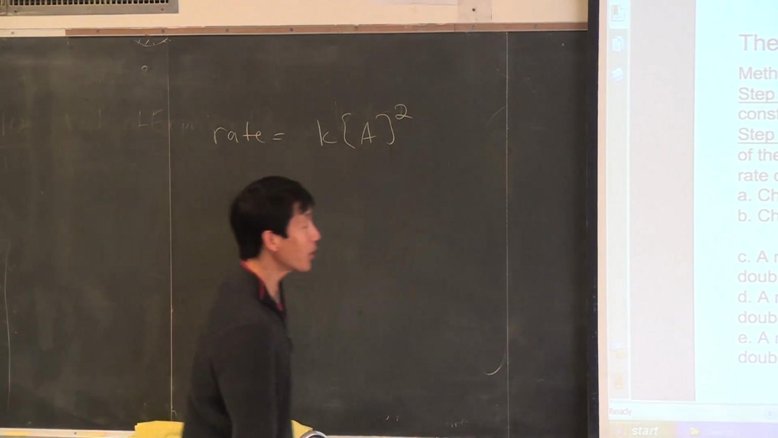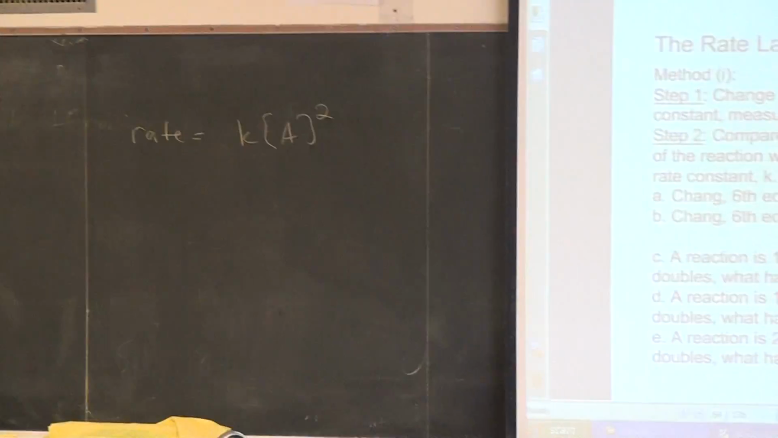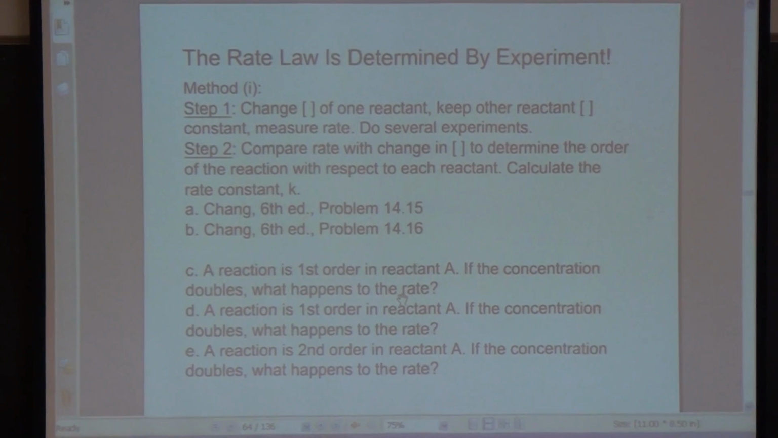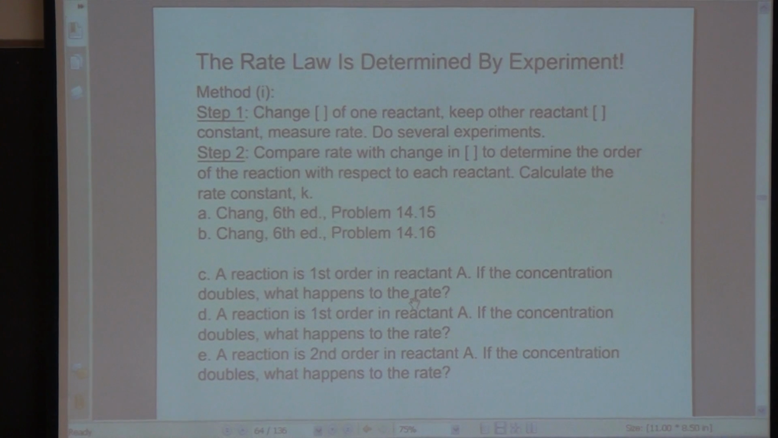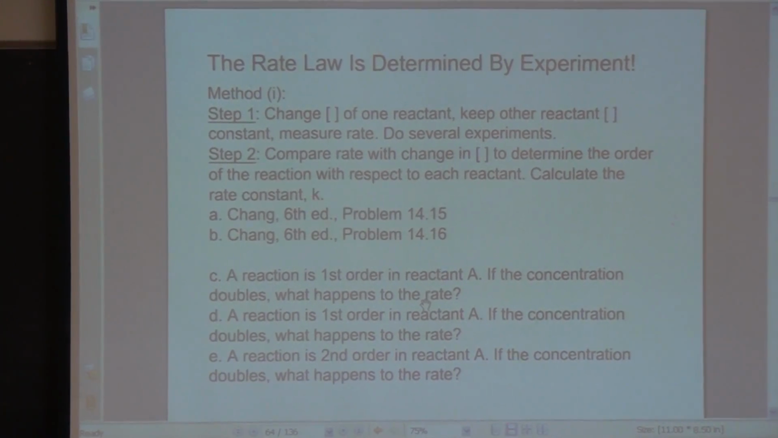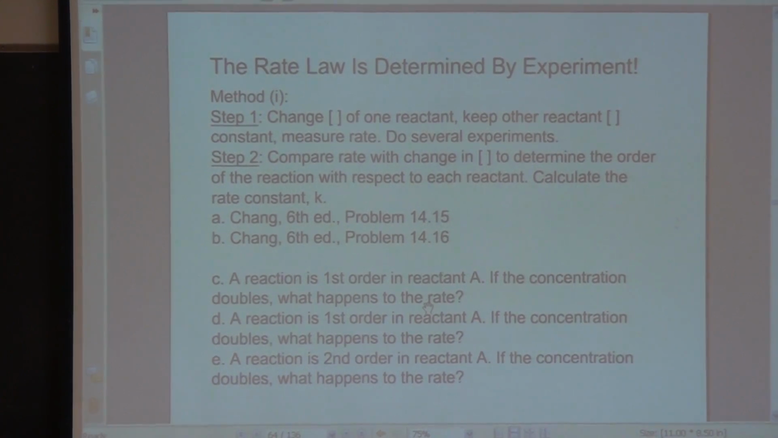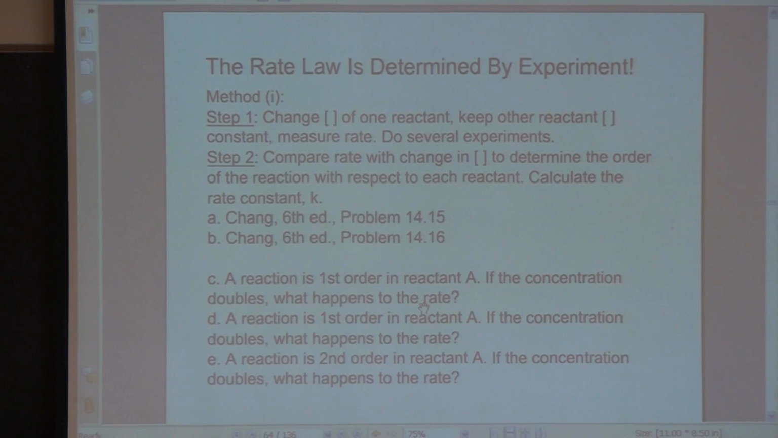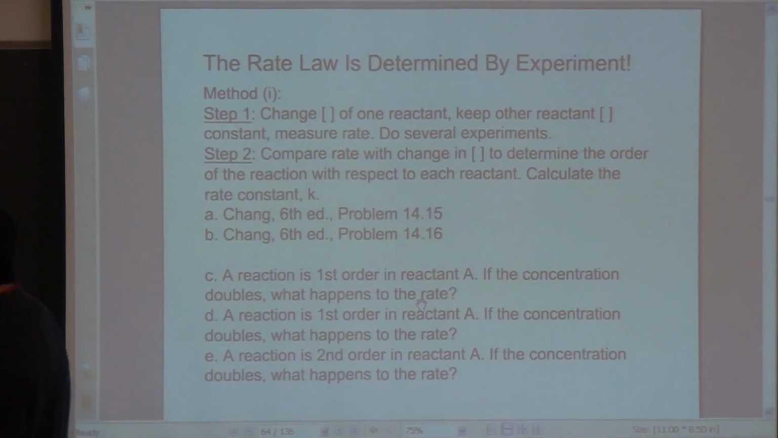Okay, let's do this problem from the textbook. This is problem 14.15 on page 501. It says, consider the reaction A plus B going to products. From these data obtained at a certain temperature, determine the order of the reaction and calculate the rate constant.